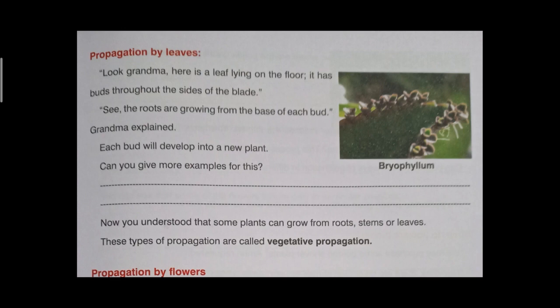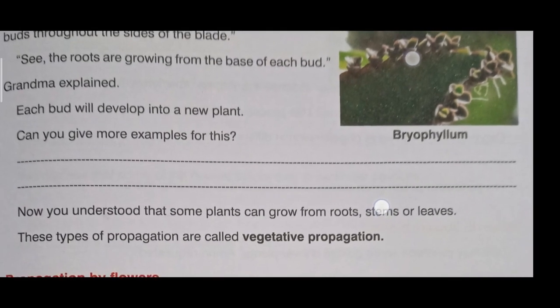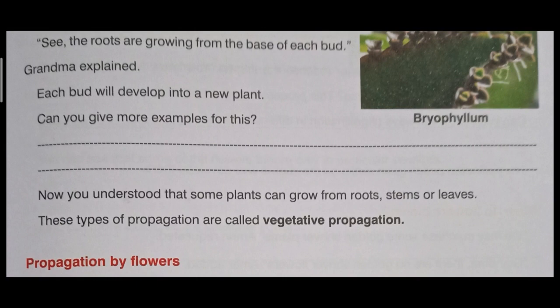Now you have understood that some plants can grow from roots, stem or leaves. These types of propagation are called vegetative propagation. So what do we mean by vegetative propagation? A new plant arises from the root, stem or leaf, not from the flower or seed. That is called vegetative propagation. So vegetative propagation means new plants arise from parts other than seed or flower. Which are the other parts? Roots, stem or leaf.